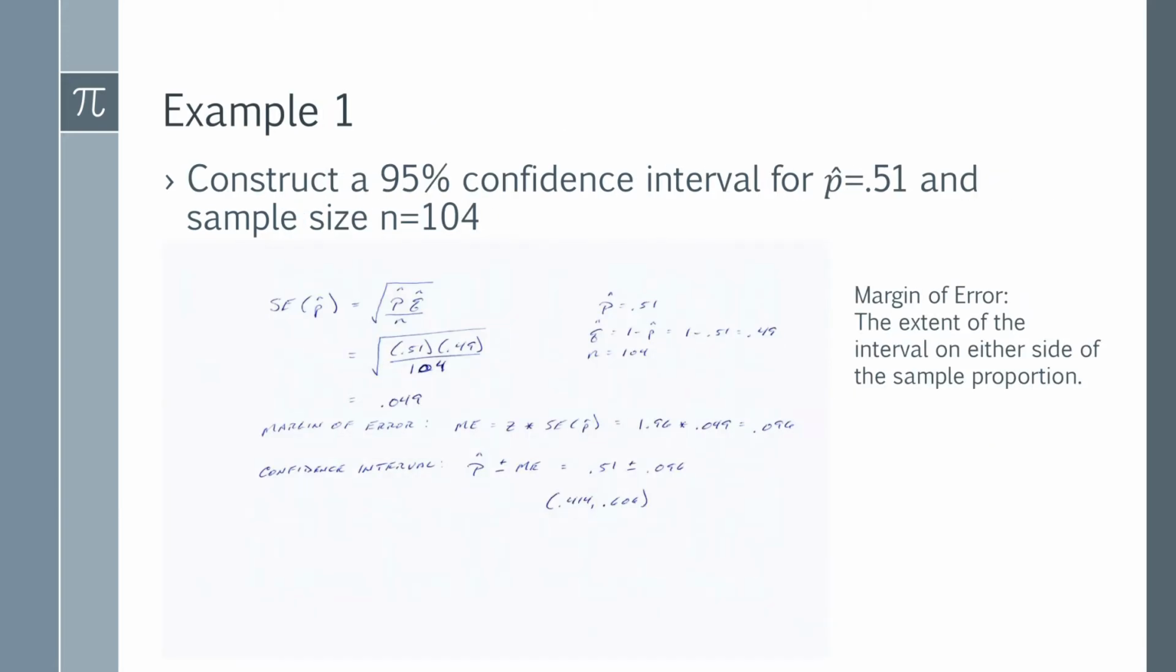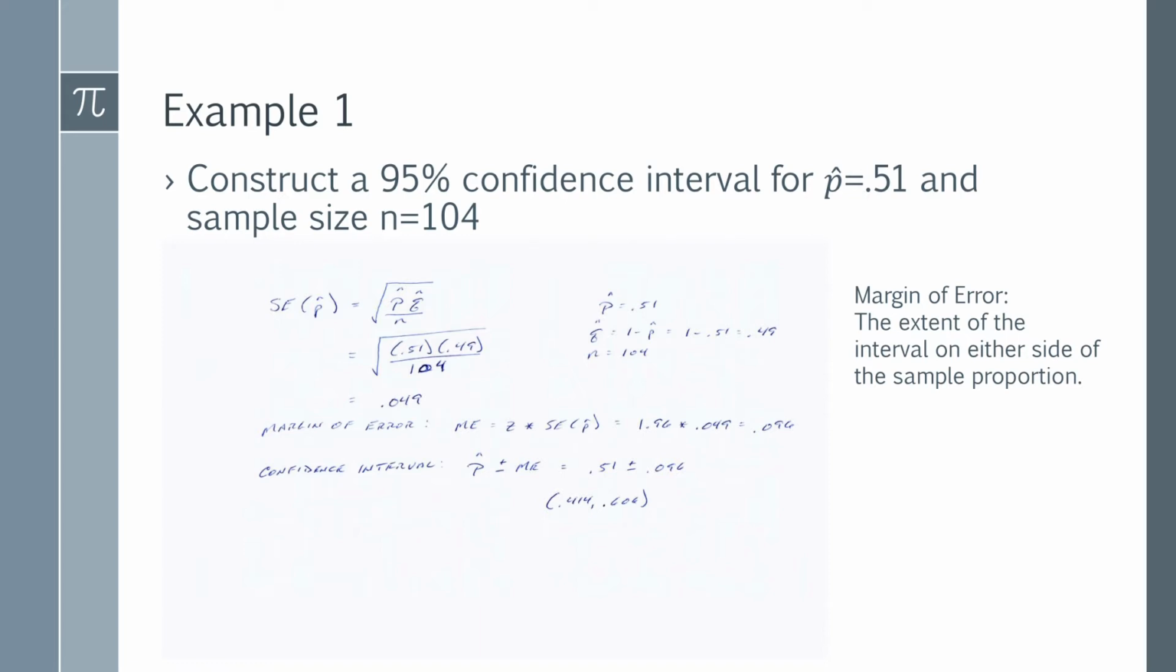We want to construct a 95% confidence interval for a p hat equal to 0.51 and a sample size of n equals 104. So the first thing that we want to do is calculate our standard error of p hat. Now that's p hat times q hat divided by n, and then we take the square root. So our p hat is 0.51, our q hat is 1 minus p hat, which is 0.49, and then our n equals 104. So we substitute those values into our equation, and that gives us a standard error of p hat of 0.049.